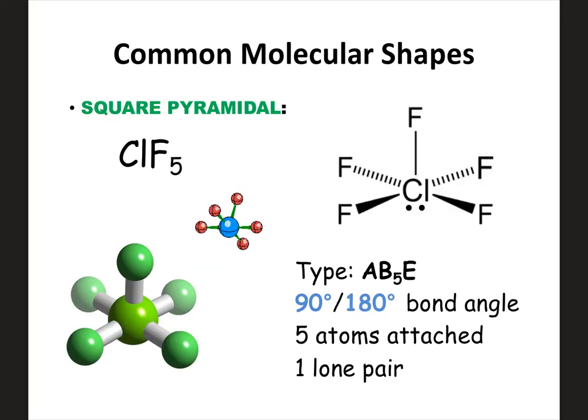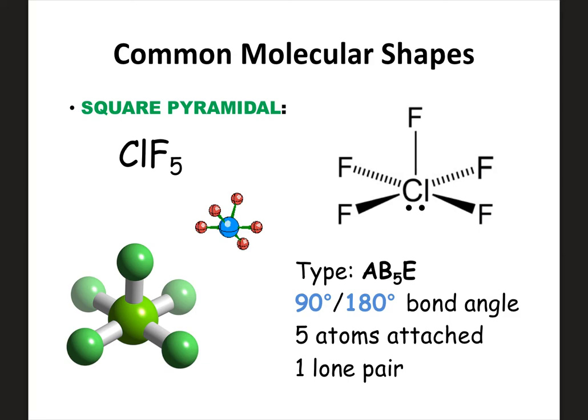So the next shape here is square pyramidal. This is when you have 5 things attached to your center and 1 lone pair on the center. You can see in this picture, instead of having an atom coming out the bottom, that lone pair on the center causes these atoms to shift upward and form a nice flat bottom. It forms like a square, so the bottom's flat, so they call this square pyramidal.